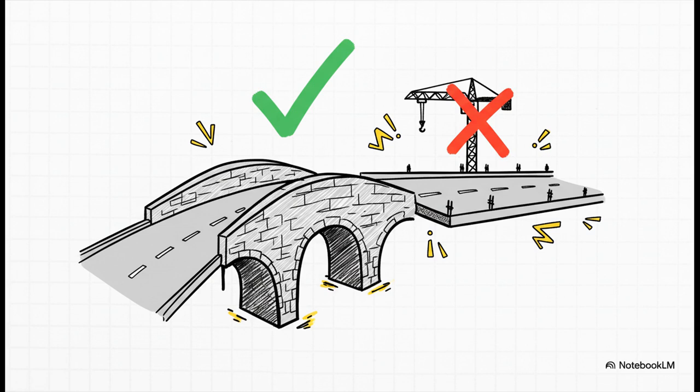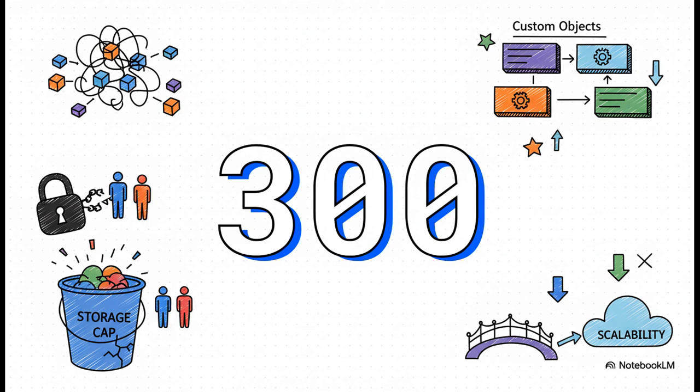It's a dead end. And then there's this number, 300. That's it. That is the absolute maximum number of fields you can create on a single custom setting. Period. So if you have some really complex configuration data that needs more than 300 different attributes, you've already hit a brick wall. Game over for custom settings.